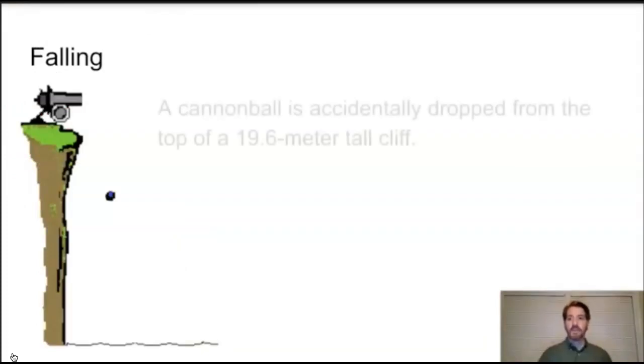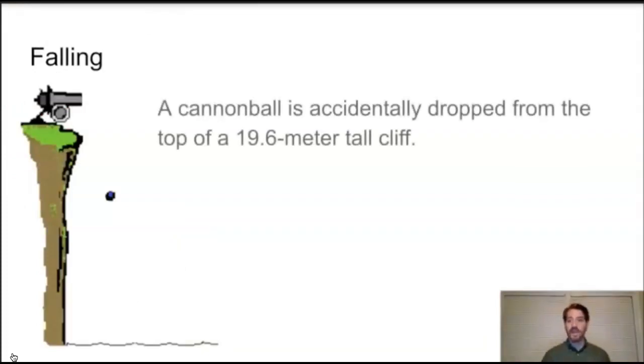Let's take this question, which might look really familiar in terms of how to do it, because I haven't asked this exact question, but it is very much like the kinematics problems we've already been doing. A cannonball is accidentally dropped from the top of a 19.6 meter tall cliff. Dropped means you know the acceleration, negative 9.8 meters per second squared. And the word dropped also tells us that the initial velocity of this cannonball is 0. Its displacement is 19.6 meters downward, so we would say it's a negative 19.6 meter displacement.